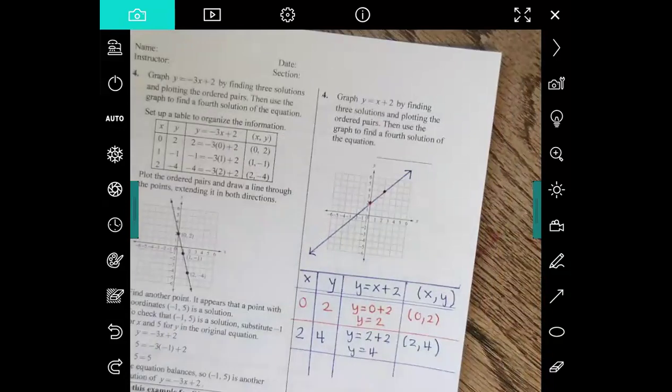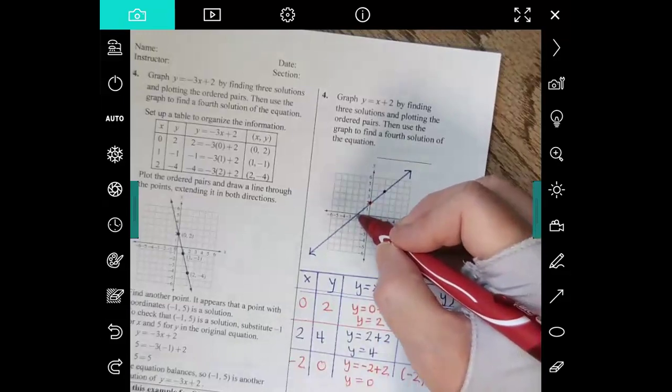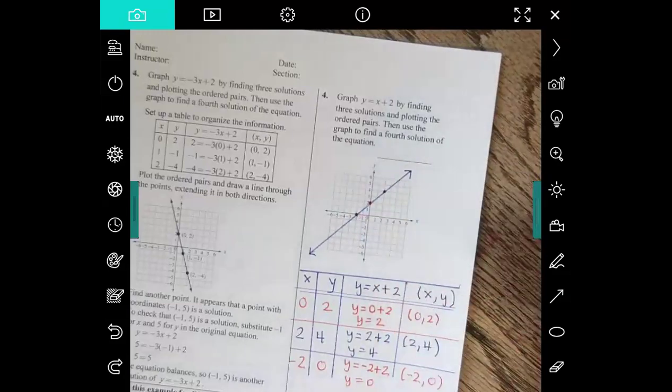And we need to pick a negative x. I think I'll pick, why don't we pick a negative 2? How's that? Since we're in the 2 mode. Y is equal to, the x is now chosen to be negative 2. Negative 2 plus 2 is 0. That was a good choice. Negative 2, 0. Look, it's going right through that point. We verified it by doing that third point. We just kind of double checked in case we messed up something.